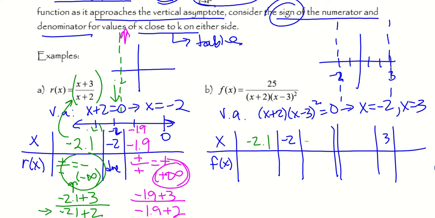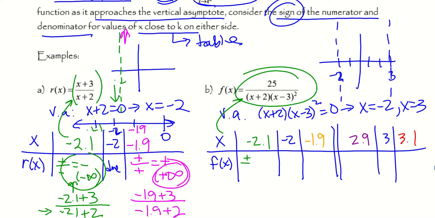I'm going to take negative 1.9, which is just to the right of negative 2. I'm going to take 2.9, which is just to the left of 3, and then I'm going to take 3.1, which is just to the right of 3. We're going to take those numbers and plug them in for x into our rational function, again thinking about the sign. So when we take negative 2.1, 25 is positive, so that's positive.